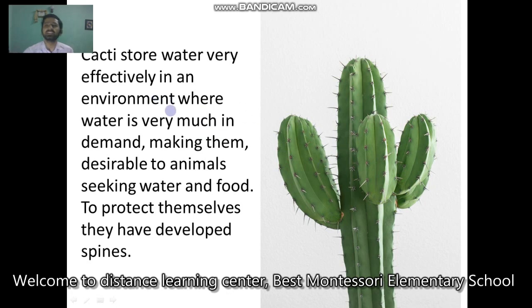Here is an example of a cactus that adapts to the environment, and it has developed thorns because it may be desirable to animals that seek water and food, because it has a higher water storing capacity, and so it develops spines. These spines are also considered as the reduced form of leaf.